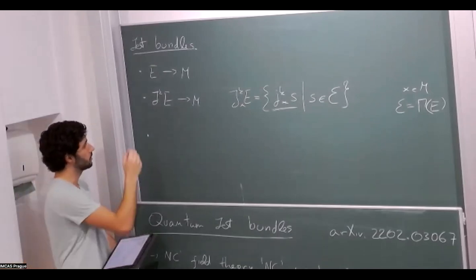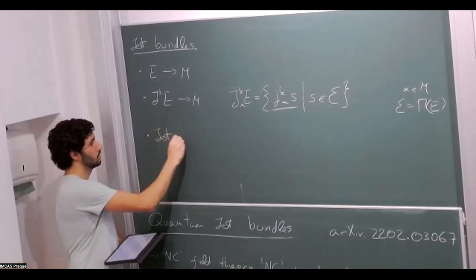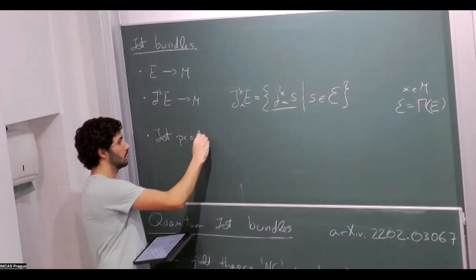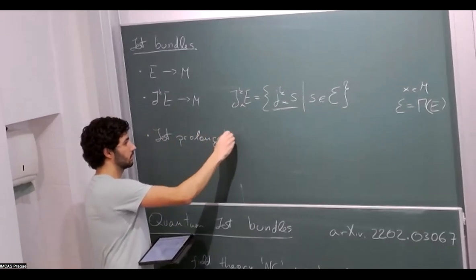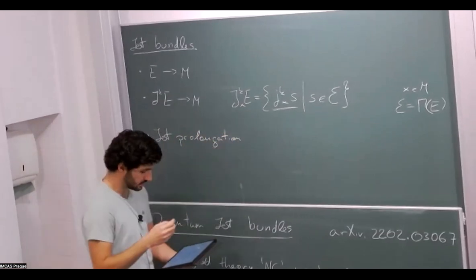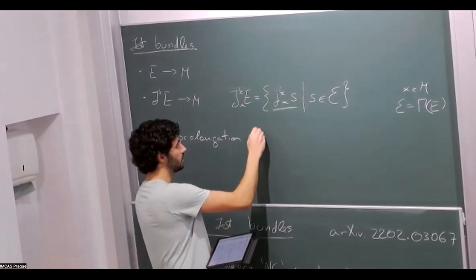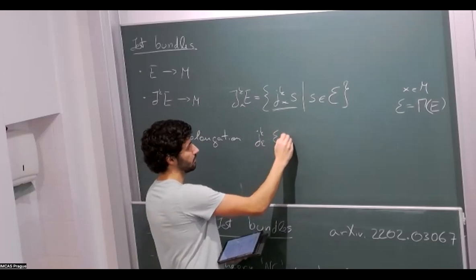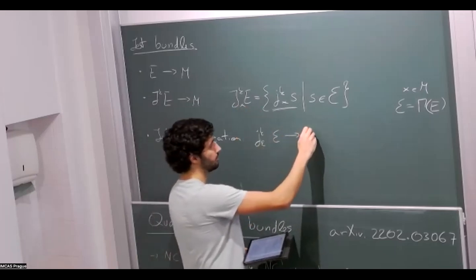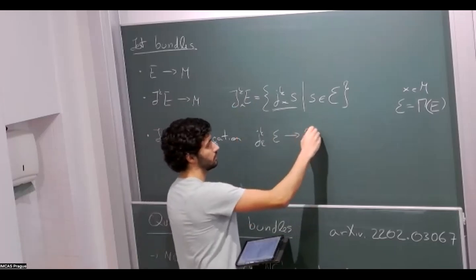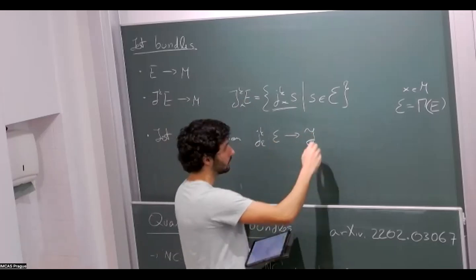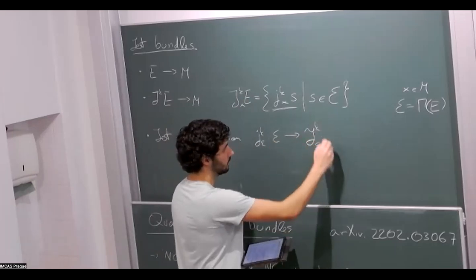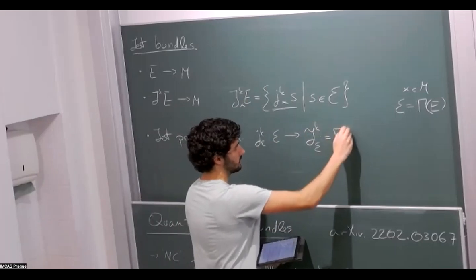A map here that is quite important in this setting is what's called the jet prolongation. And this is a map, J^k, that goes from the sections of the fiber bundle to the sections of the jet bundle, which I'll also write with a curly J. So just sections of the jet bundle.